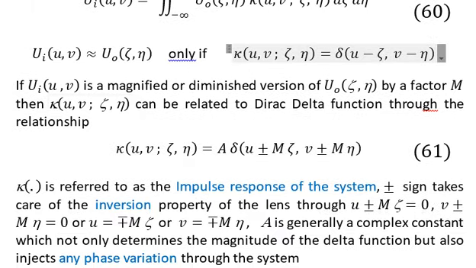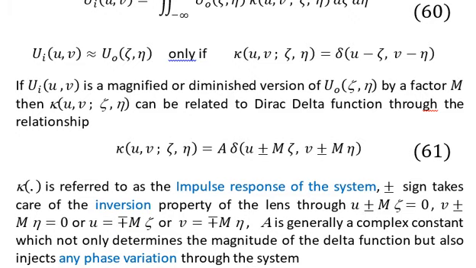If u_i of u comma v is a magnified or demagnified version of u naught of zeta comma eta by a factor m, then kappa of u comma v semicolon zeta comma eta can be related to the Dirac delta function through the relationship: kappa of u comma v semicolon zeta comma eta is equal to a times delta of u plus minus m times zeta and v plus minus m times eta.